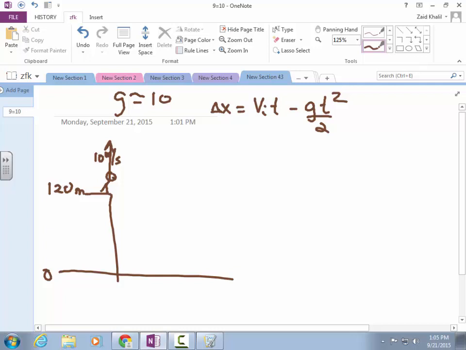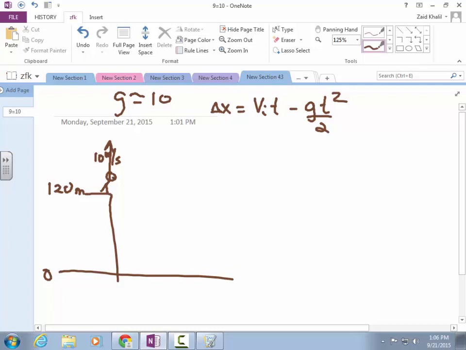So, what's the displacement? Well, how do you find displacement? No. This guy is infinitesimally tall. He's like a 4-year-old. So, don't worry about his height, don't take that into account. He's at 120 meters. So, what's the displacement?